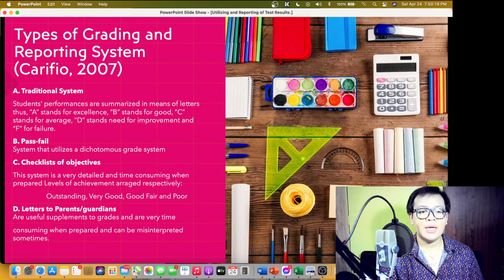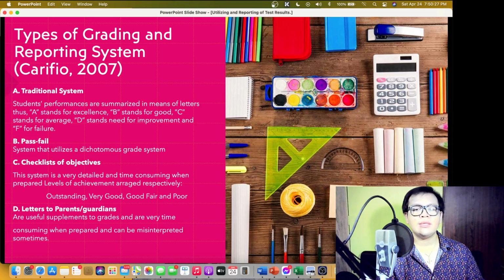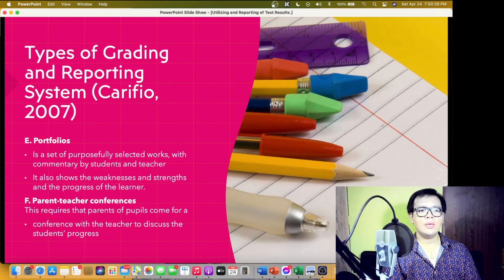Letters to parents and guardians. These are useful supplements to grades, are very time-consuming when prepared, and can sometimes be misinterpreted. Add on, or your portfolio. It's a set of purposely selected works with commentary by students and teacher. It also shows the weaknesses, strengths, and progress of the learner.